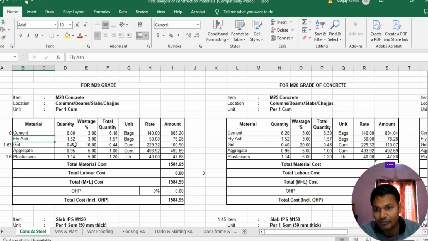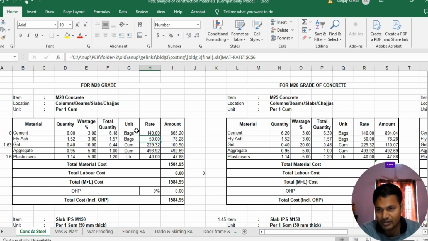Quantity 1.52. Okay, and the wastage is here how much? Wastage percentage is 3%. Okay, and the total quantity we have taken is 1.57 bags. Okay, and then the rate is how much? Rate is 50 per cubic. Then if you multiply 50 into 1.57, then how much will it come?